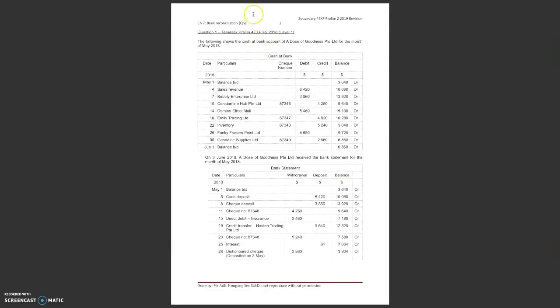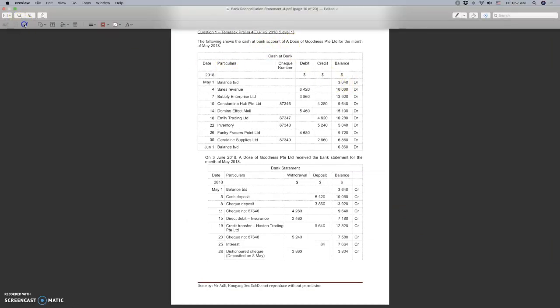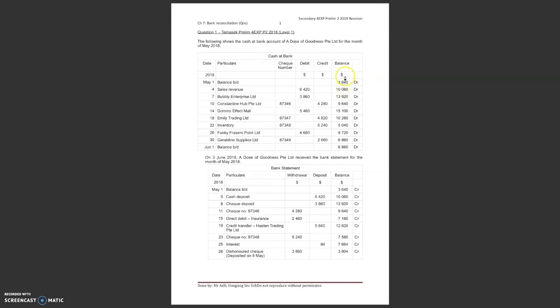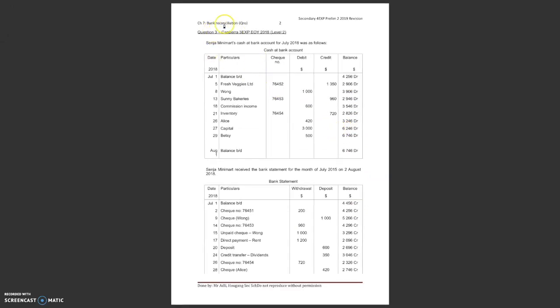In question 1, how do I check the opening balance? I will be looking at the first balance, opening balance 3640 here. They match. So now I can move on to the second step. On the contrary, for question 3, the opening balance of 4256 in the cash at bank is different from the bank statement. So there's a difference of $200.